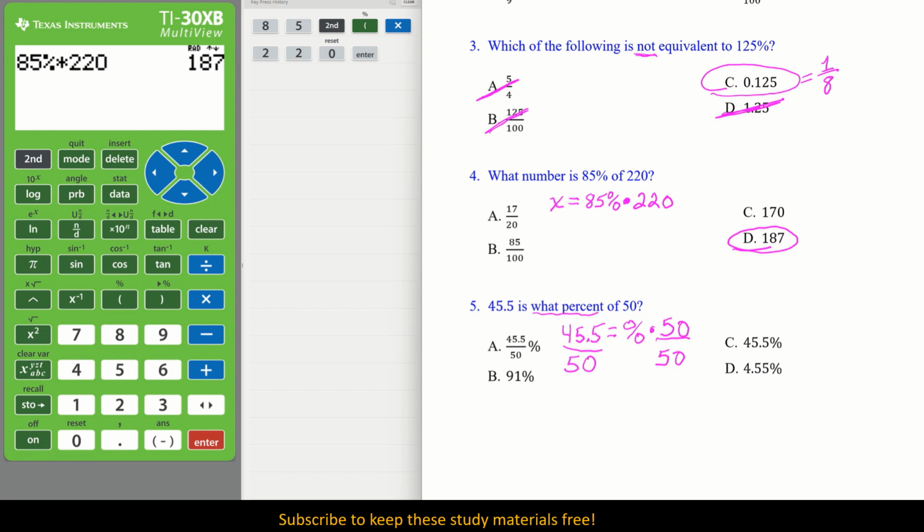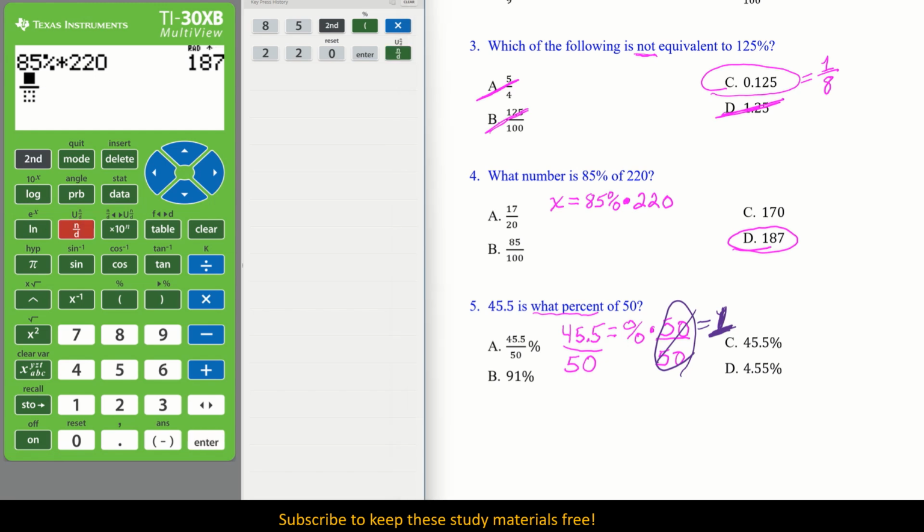Now let me show you how to enter this in the calculator. Before I do that, actually, 50 over 50 is going to equal 1. So obviously we don't worry about that 1, right? Okay, so let's say percent, and I have 45.5, arrow down, and I have 50, and I arrow over. Now, we want it to be a percent, but don't worry about that yet. We push enter, okay, but it's still not a percent.